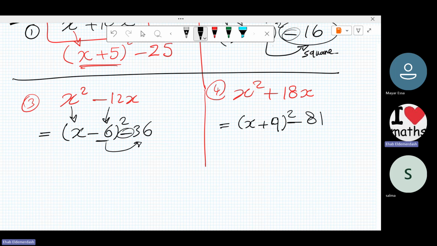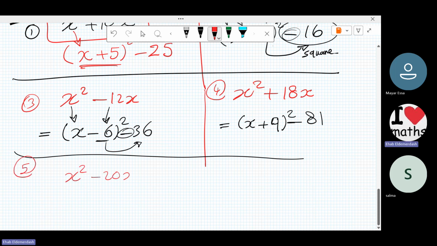طيب اعملوا كمان اتنين تانيين. يلا يلا اهو. x squared minus 20x, x squared plus 14x.